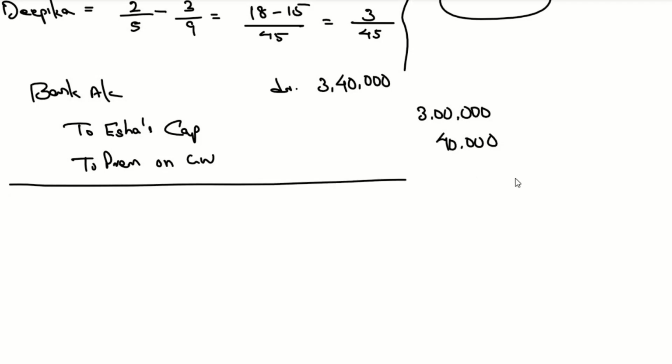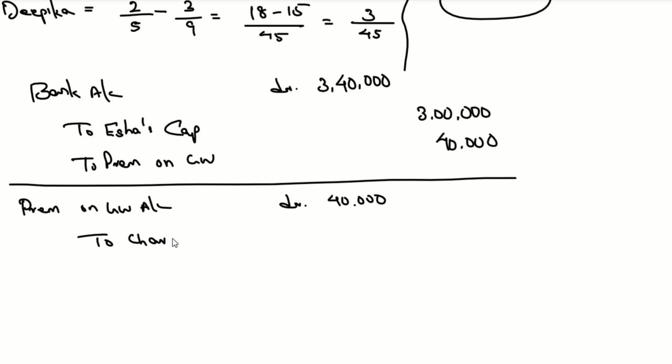Now this premium on goodwill has to be distributed to all partners in their sacrificing ratio. Okay, so that is premium on goodwill account debit, 40,000 to Charu, to Deepika. That is 28,000 and 12,000.